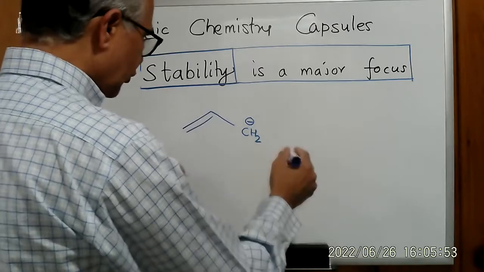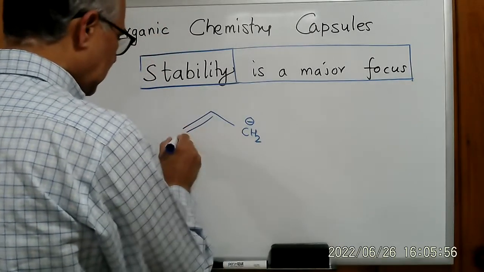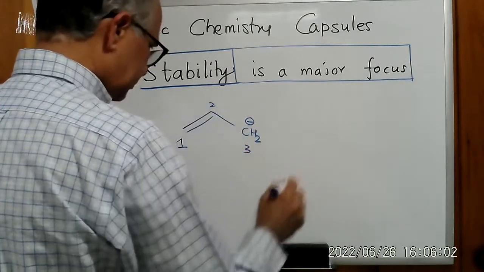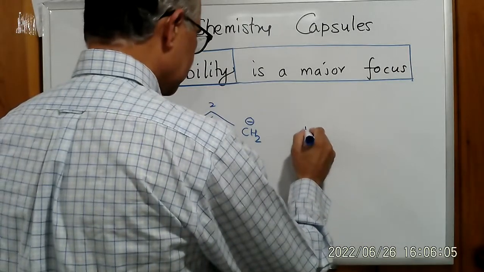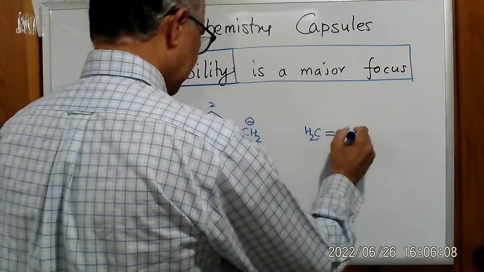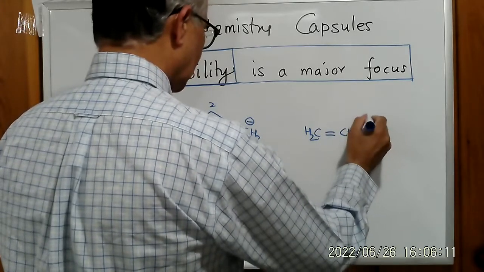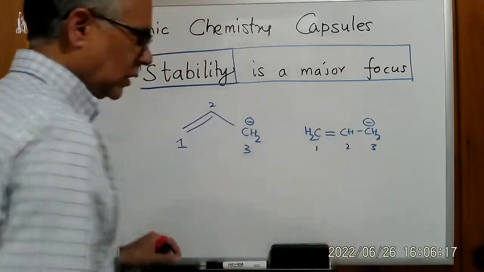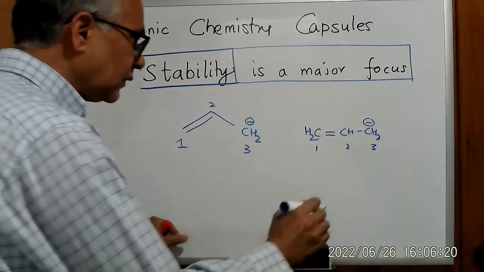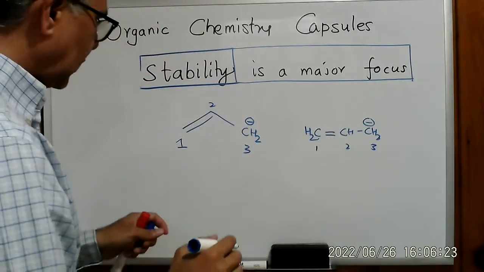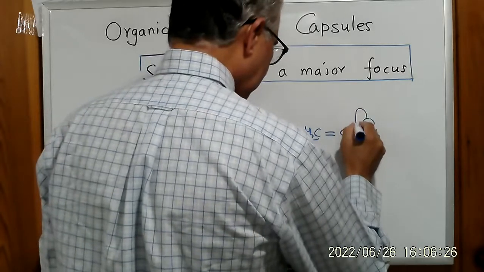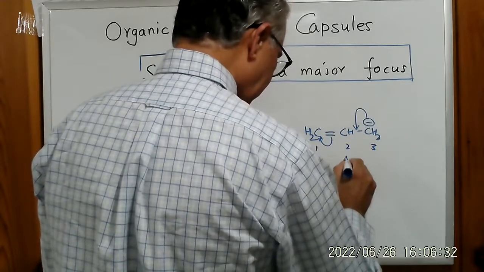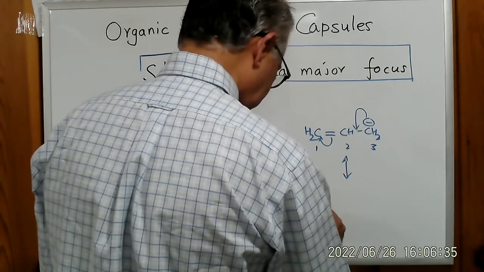If we want to draw this fully, I'll call the carbons 1, 2, 3. Carbon 1 is a CH2, carbon 2 is a CH, and there's a negative charge on carbon 3. Now, when we talk about resonance, there are certain rules. I'll mention a few of them now. Those electrons come in here and these electrons move there. So we get a resonance structure which is shown like this.